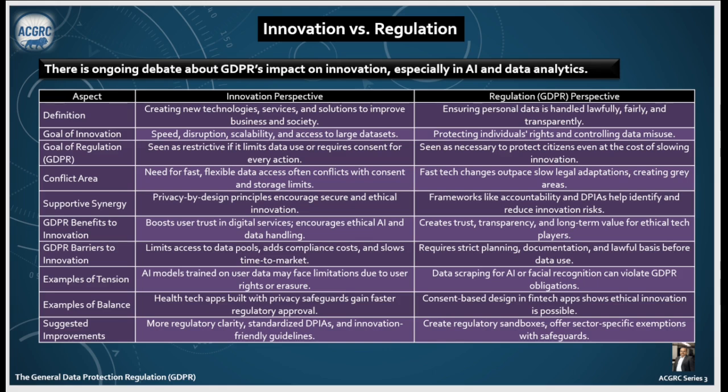Supportive synergy. The privacy by design principle encourages secure and ethical innovation. GDPR frameworks like accountability and DPIA help identify and reduce innovation risk. GDPR benefits to innovation? It boosts user trust in digital services. If you follow GDPR in its true spirit, it brings in that trust. Similarly, improvements from an innovation perspective: more regulatory clarity, standardized DPIAs, and innovation-friendly guidelines. From a GDPR perspective: create regulatory sandboxes and offer sector-specific exemptions with safeguards.